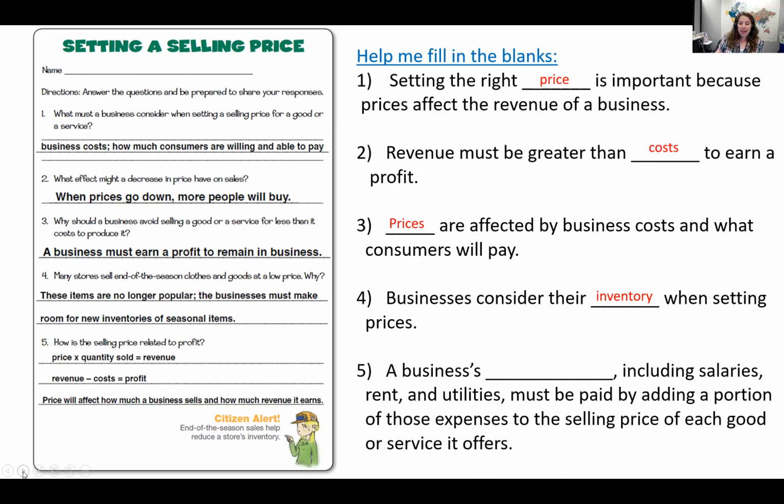A business is blank, including salaries, rent, and utilities. Utilities is how much it costs to pay your light bill, your water bill, your electricity bill. So a business is blank, including salaries, rent, and utilities must be paid by adding a portion of those expenses to the selling price of each good or service it offers. What do you got to make sure you cover? Your operating costs. All right, how'd you guys do? Did you get them all right?